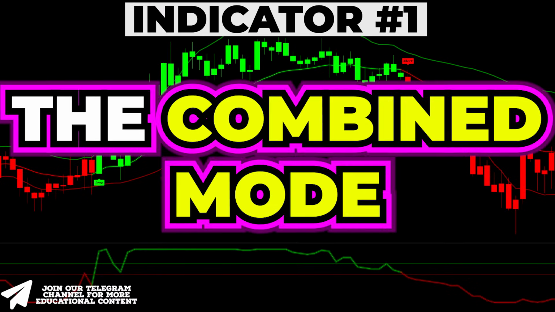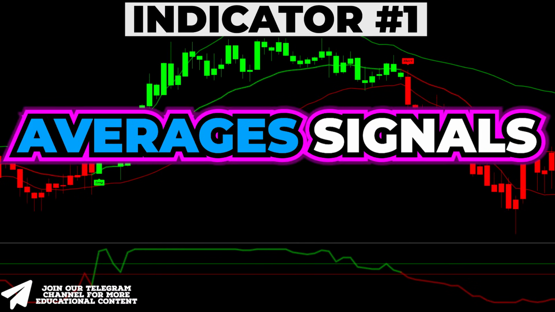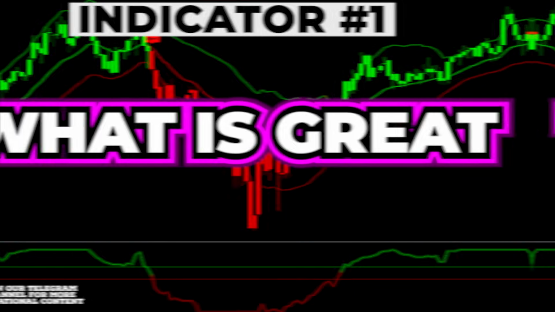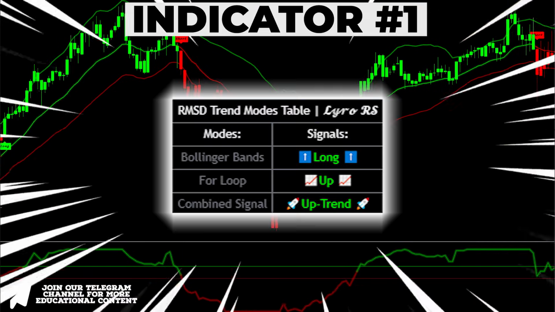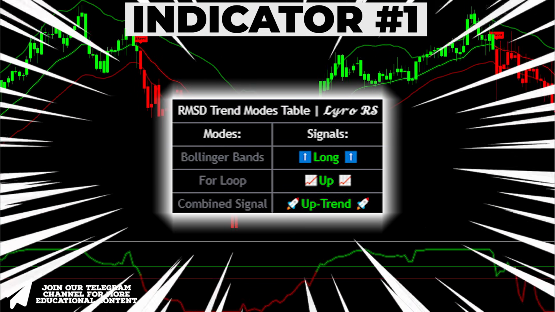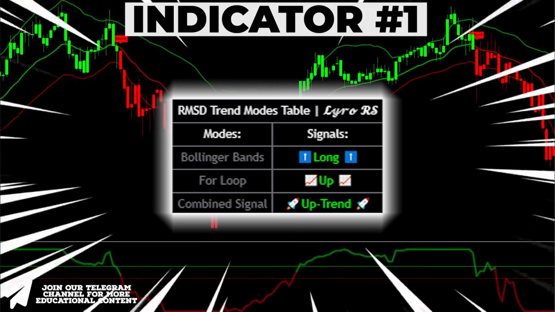Finally, the combined mode averages signals from the first two methods into a single composite score. What is great is that the indicator has a table summarizing signal output from all three modes. We'll show you how to use it a bit later.